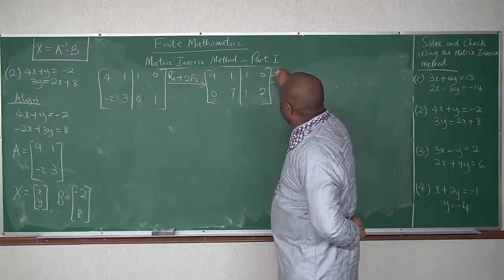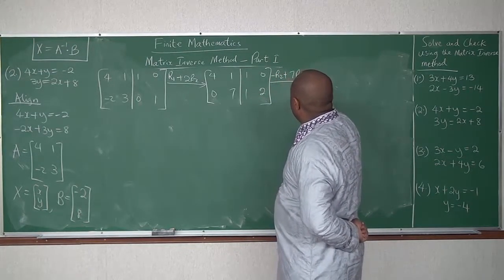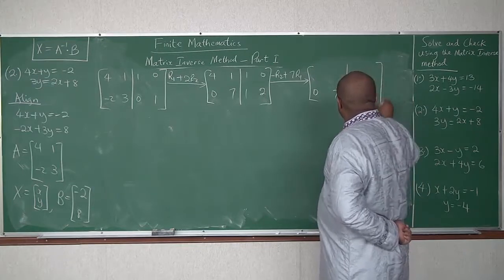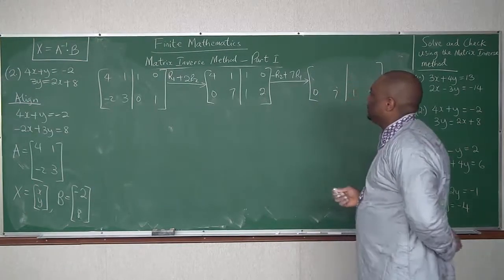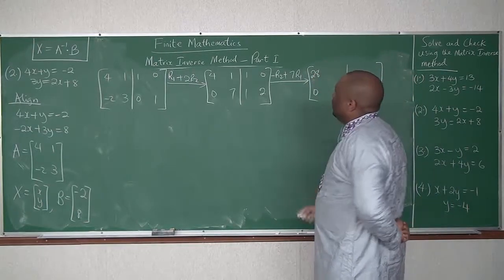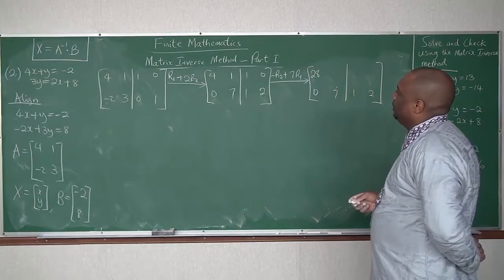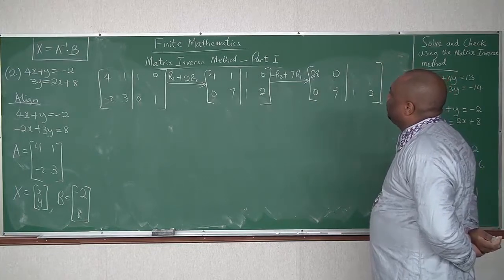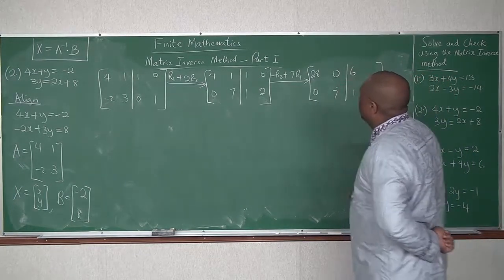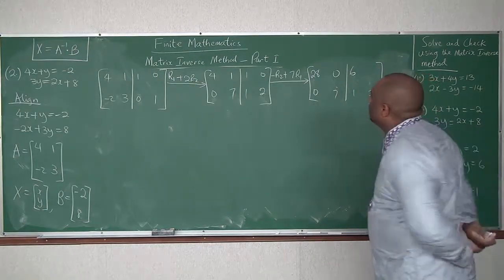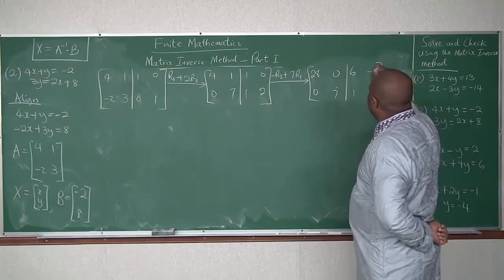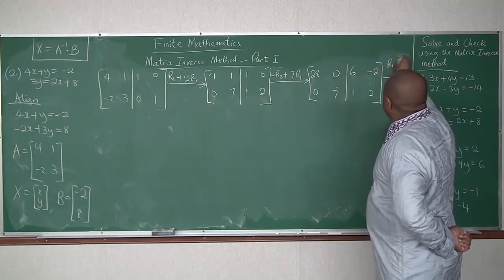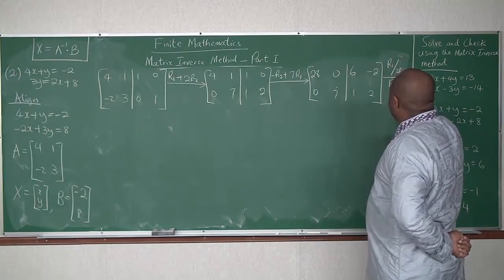I apply another operation here. 7 and 1. This is negative R2 plus 7 R1. This will give me what? 0, 7. R2 is unchanged. 1, 2. And then I have here negative 0 plus 7 times 4 is 28. Negative 7 plus 7 is 0. Negative 1 plus 7 is 6. Then negative 2 plus 0 is negative 2. Then I now have R1 divided by 28 and R2 divided by 7.